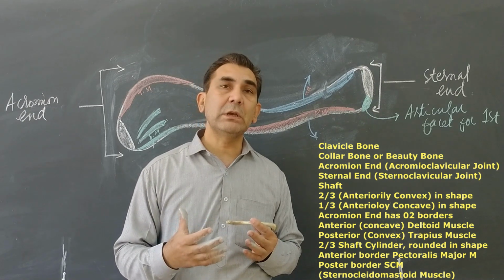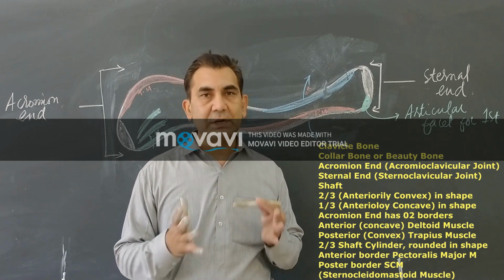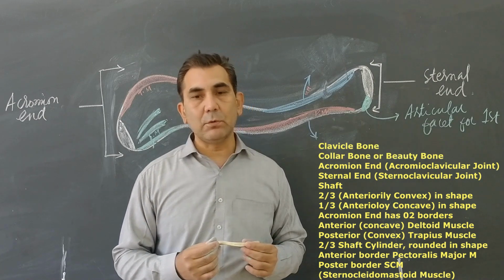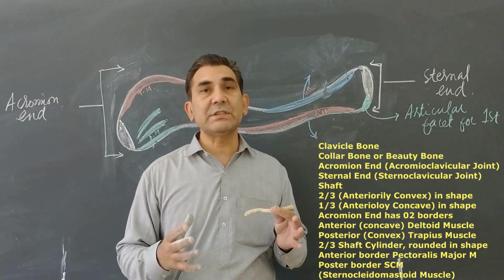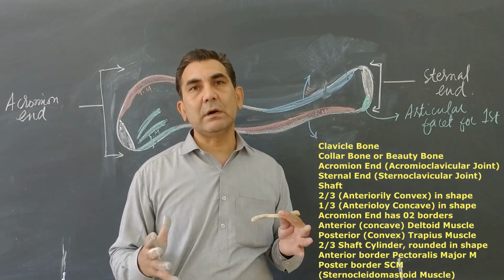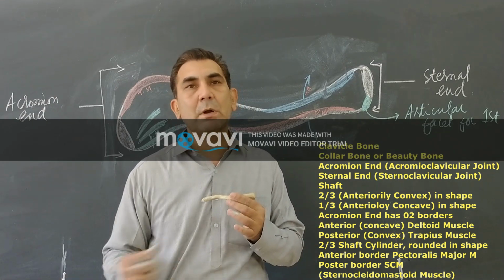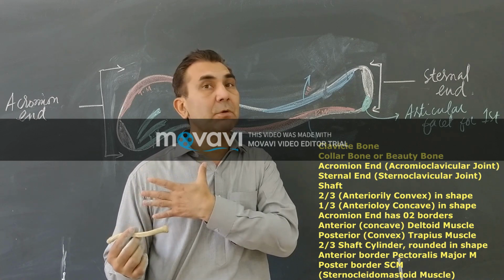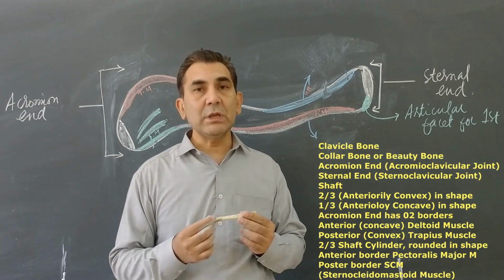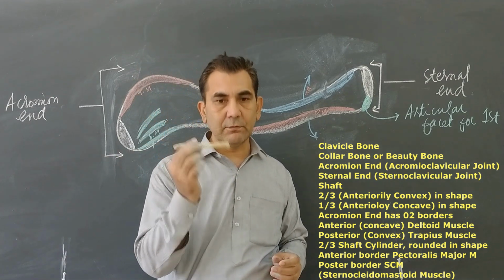The clavicle is the first bone to begin ossification, but it is also the last to complete it. The clavicle acts like a strut, giving protection and assistance to the movement of the upper arm and the attachment of the upper arm with the axial skeleton, with the sternum. The clavicle lies just above the first rib.